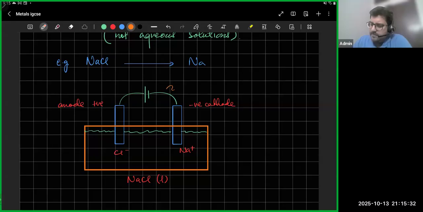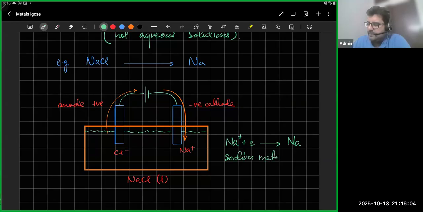Electrons would come from the negative terminal of the battery, and they would eventually be gained by Na+1. And over here, electrons are going to be lost to the battery. But anyway, we're just focusing on the cathode at the moment. So Na+1 would be the one that will gain electrons. It just needs one electron, and it will turn into sodium metal. So this sodium metal deposit is obtained at cathode.